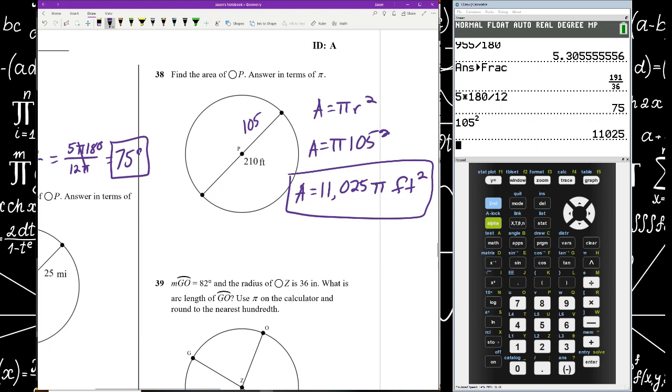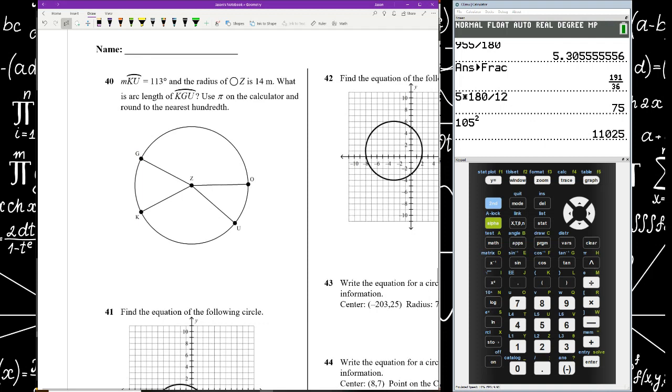We're going to skip 39 and move to 40, which is similar to number 39. For this one, we're looking for the arc length of KGU. KGU is this entire section here. We're told this is 113, and we're told the radius is 14.